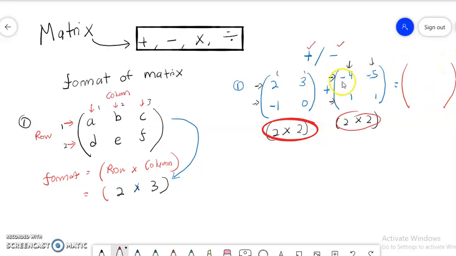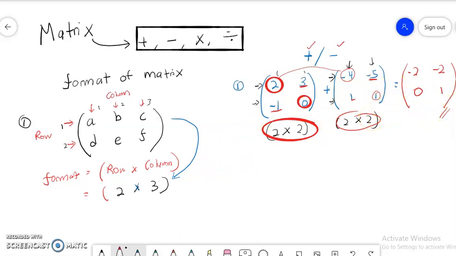Your answer here will be: 2 plus -4 gives -2, 3 plus -5 gives -2, -1 plus 1 gives 0, and 0 plus 1 gives 1. So this is your answer.